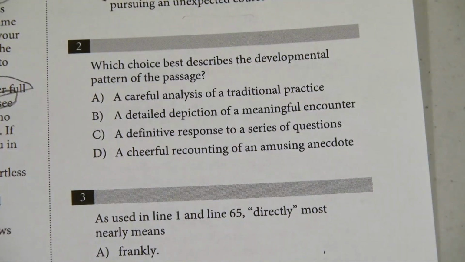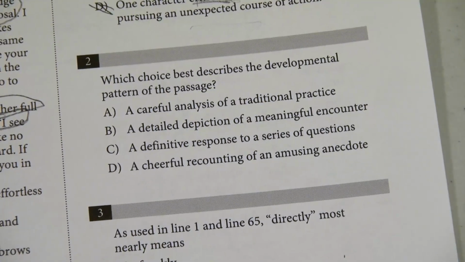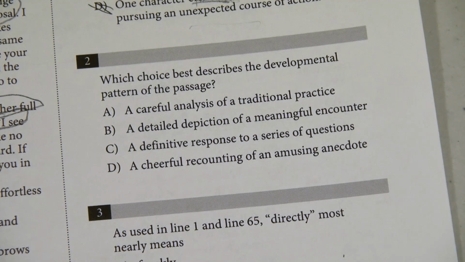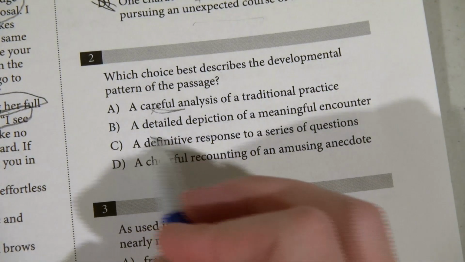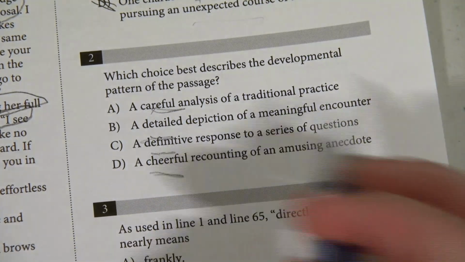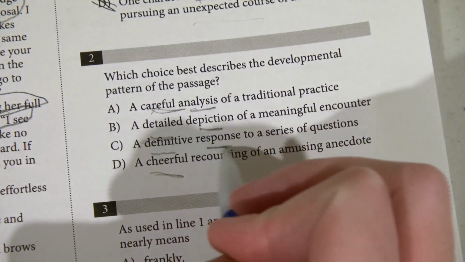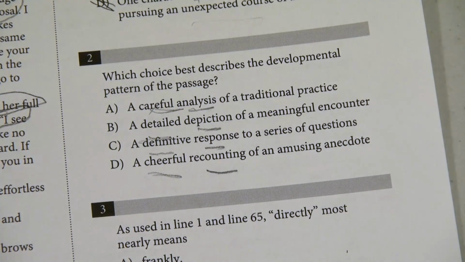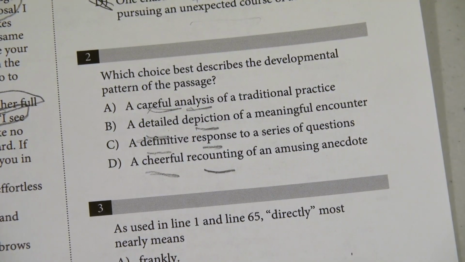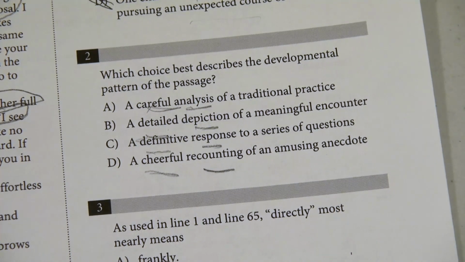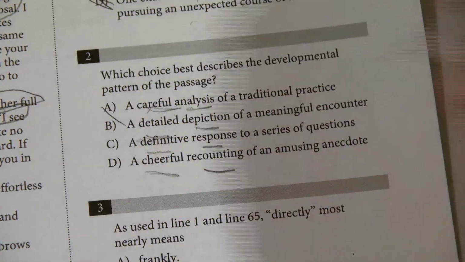All right, next question. Which choice best describes the developmental pattern of the passage? It's good to look at these adjectives and these nouns also. So that's going to really help us. So A is a careful analysis of a traditional passage. It was maybe careful in its detailed language, but it was definitely not an analysis. That was a narrative story type thing. So not that one.